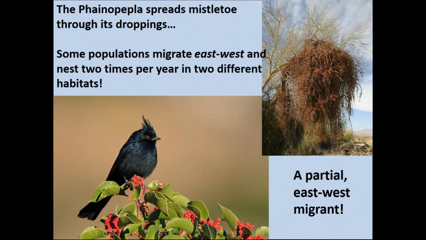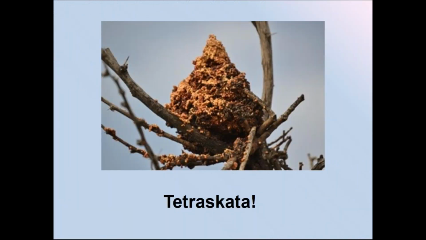And certain studies have shown that the digestion of the mistletoe berries actually helps the seeds to germinate when it comes out the other end. So there may be some kind of mutualism, symbiosis going on here between Phainopeplas and mistletoe. So they are the primary spreaders of mistletoe in the desert, along with probably mockingbirds, number 2. And when they poop, it looks kind of like this.